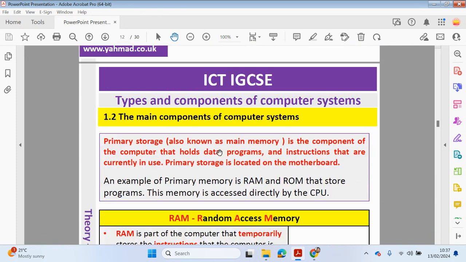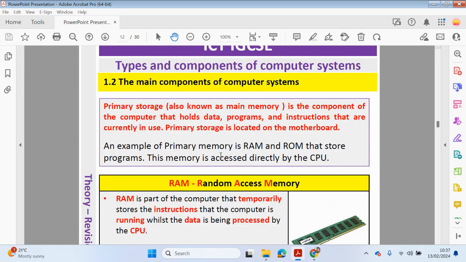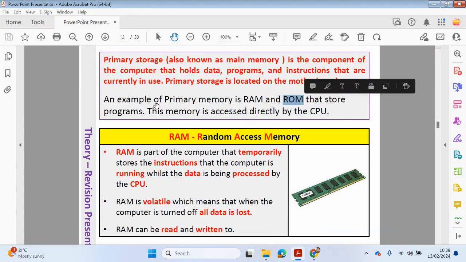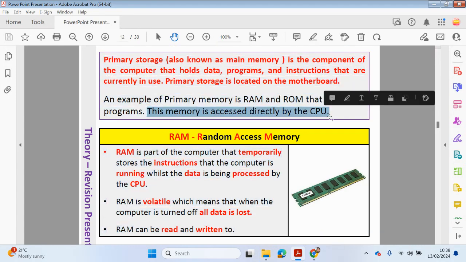So let's have a quick look at primary storage. Primary storage, also known as main memory, is the component of the computer that holds data, programs, and instructions that are currently in use. The primary storage is located on the motherboard. Examples of primary storage would be your random access memory and your read-only memory. This memory is directly accessed by the CPU, the central processing unit.